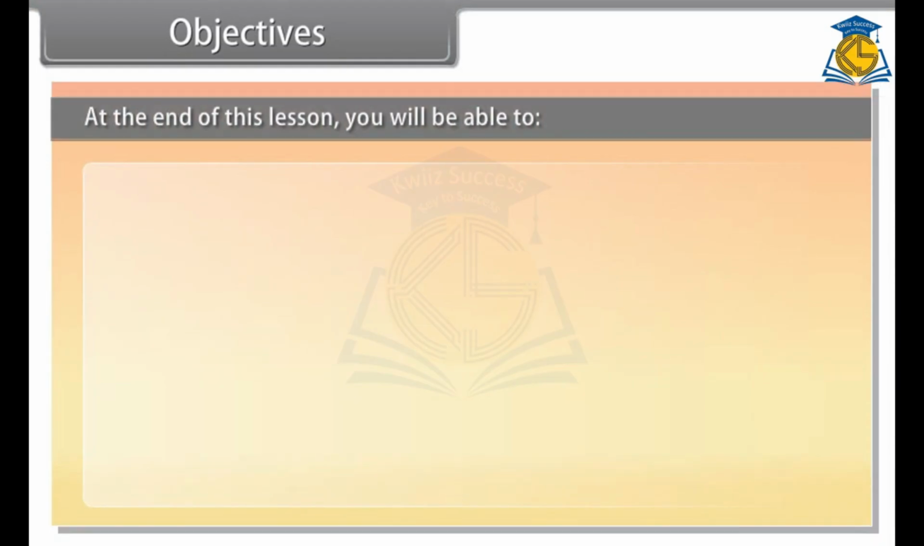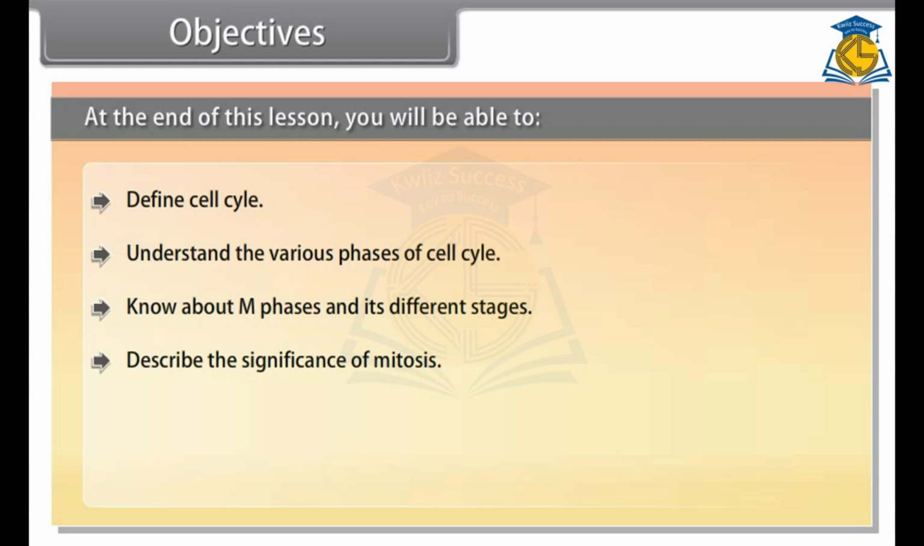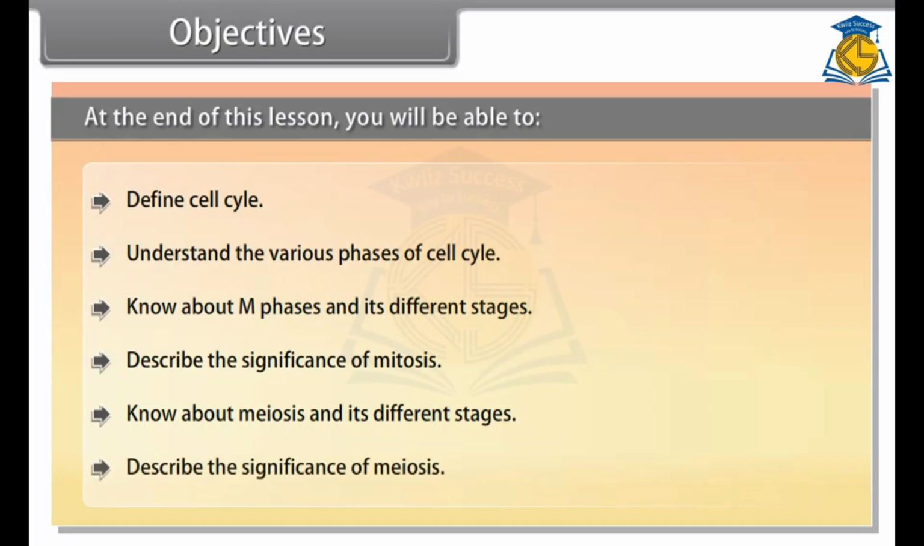Objectives. At the end of this lesson, you will be able to define cell cycle, understand the various phases of cell cycle, know about M phase and its different stages, describe the significance of mitosis, know about meiosis and its different stages, and describe the significance of meiosis.